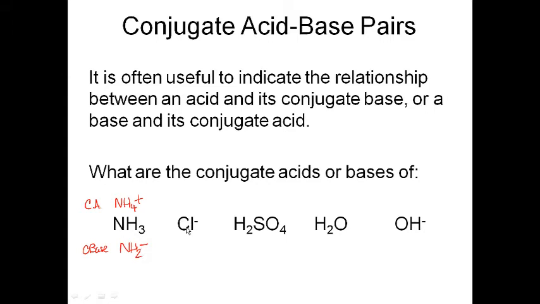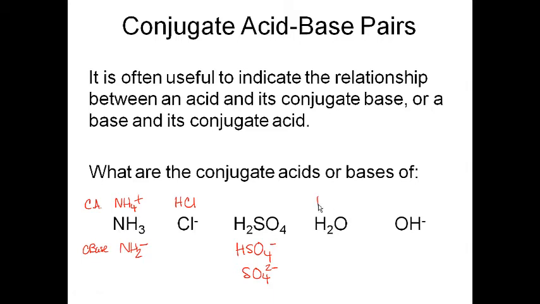Cl minus can't act as an acid because there's no H plus. So we would say, what is the conjugate acid of Cl minus? And its conjugate acid would be HCl. Sulfuric acid cannot accept another proton, so it would be an acid. What's its conjugate base? HSO4 minus. And what's the conjugate base of HSO4 minus? SO4 2 minus.